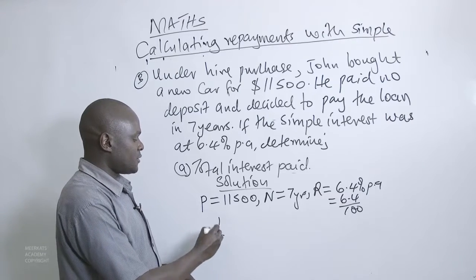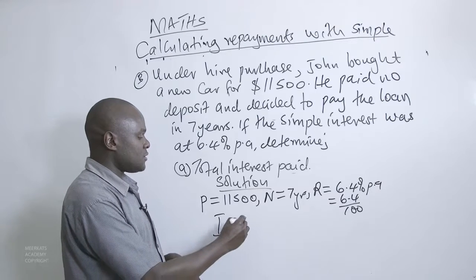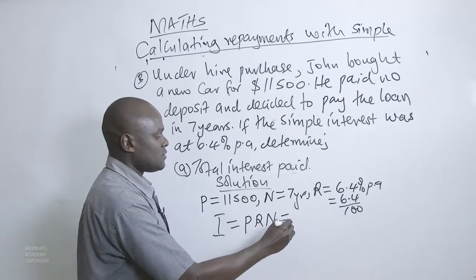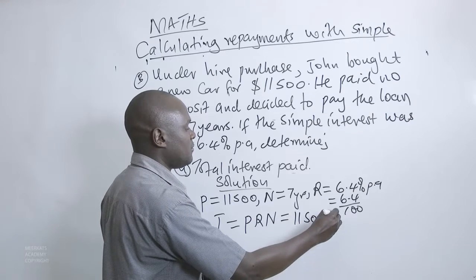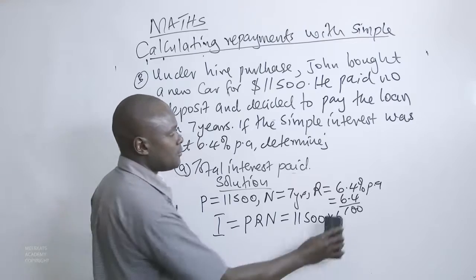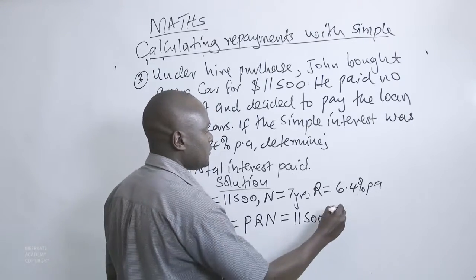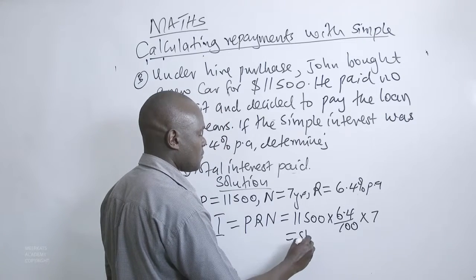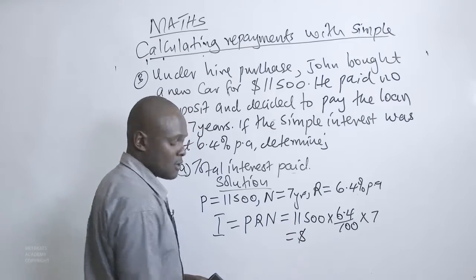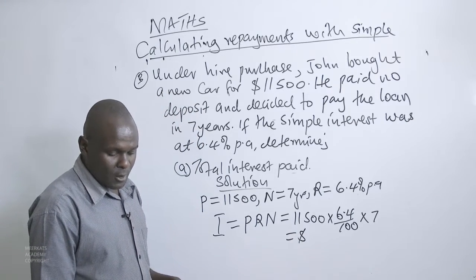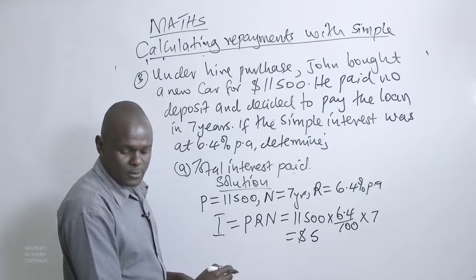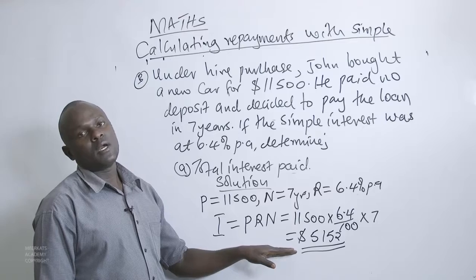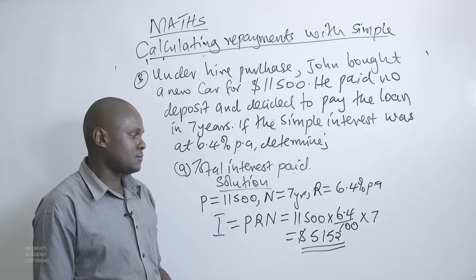fraction. And the simple interest formula says that the interest is equal to the principal multiplied by the rate and the period, and this will give us $11,500 multiplied by 6.4 out of 100 multiplied by 7. When we carry out that calculation, we will get an interest of $5,152. This is the total interest that will be accrued over a period of 7 years.